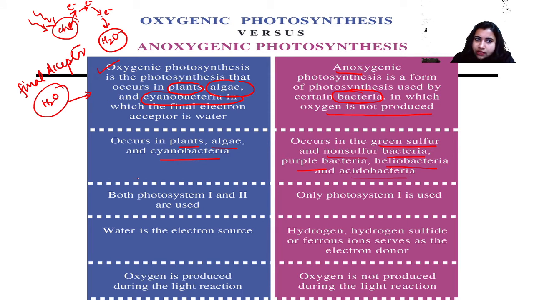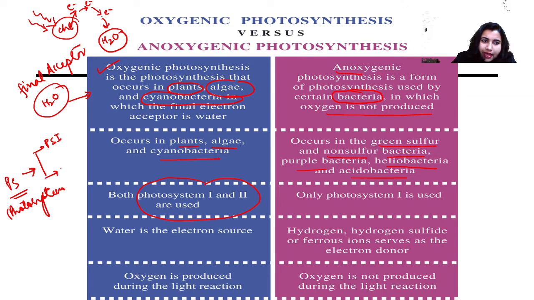Now, in case of oxygenic photosynthesis, there is an involvement of both PS1 and PS2. I will be explaining you in detail about PS1, PS2 in the process of photosynthesis. But for the time being, you should know that photosystem, PS, is of how many types? Two types. What are the two types? PS1, photosystem 1, and photosystem 2. Both photosystem 1 and 2 are present in case of oxygenic photosynthesis. But if I talk about anoxygenic, it is only photosystem 1, photosystem 2 is absent.